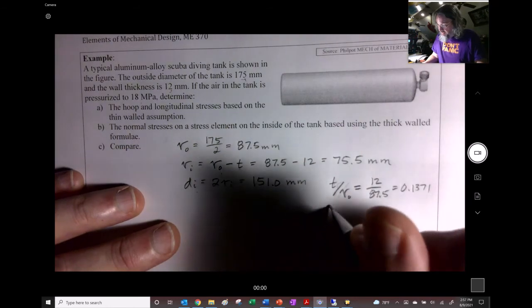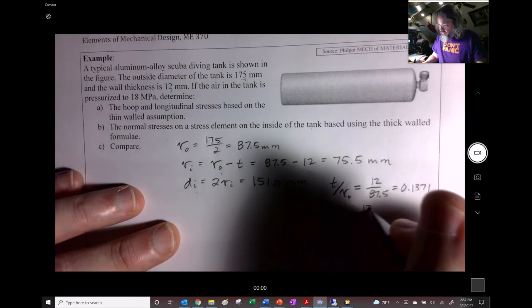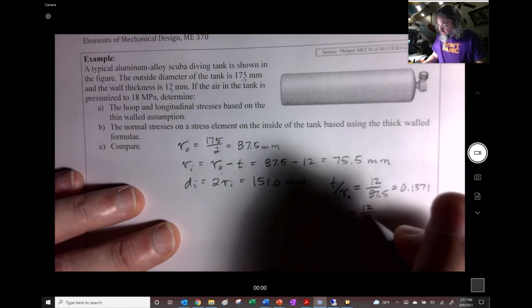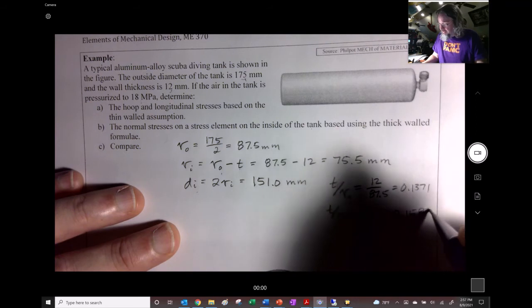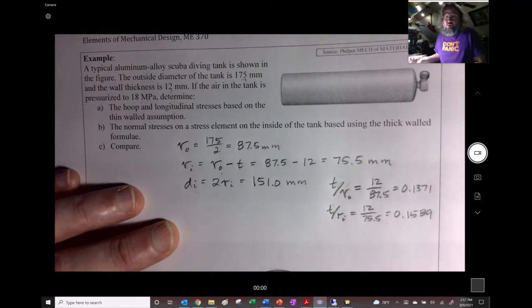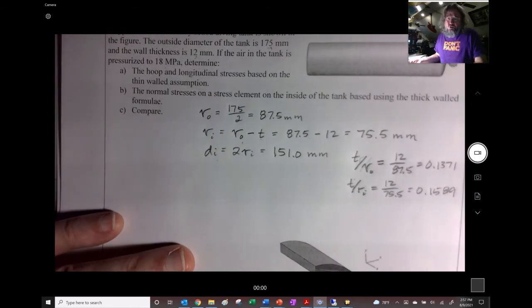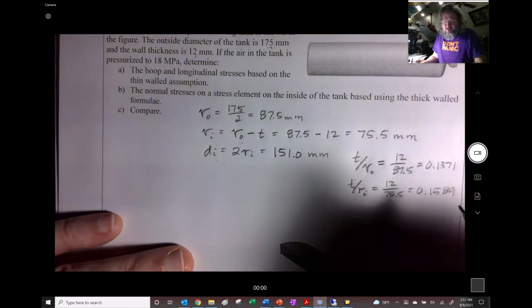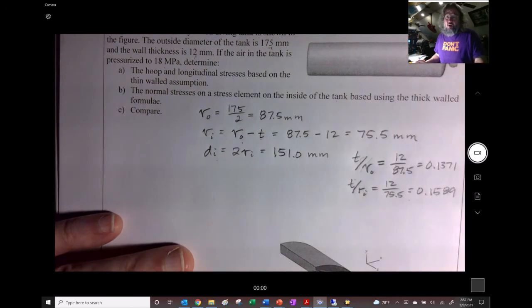So that's the outside. If we were to do it with the inside radius of the thing, we get 12 over 75.5. We end up with 0.1589, and it's larger than 0.1 either way. So it didn't really matter which one we did, but if it's close, maybe try it both ways and see what the difference is. But we know that this is not a thin-walled pressure vessel. We should use thick-walled equations.